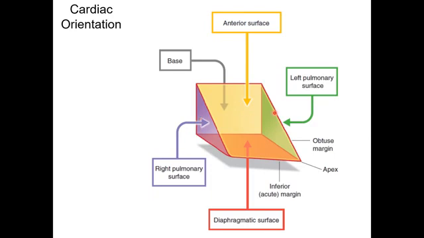And we have right and left surfaces, and these are related to the lungs, so we call them the right and left pulmonary surfaces. These become very small and turn into borders, so what remains is the anterior surface, the inferior surface, and the base or posterior surface, and the apex is always directed towards the left and slightly downwards.